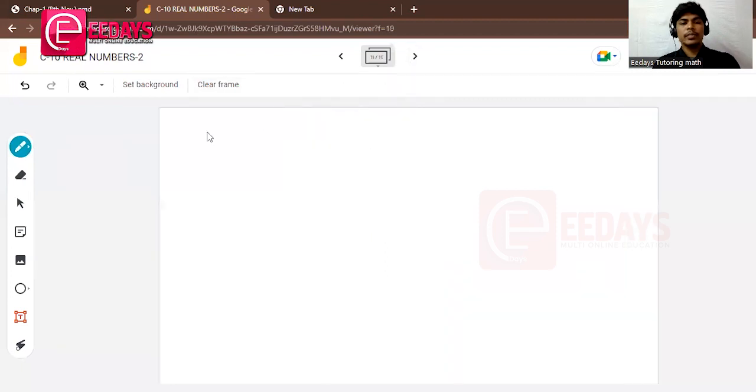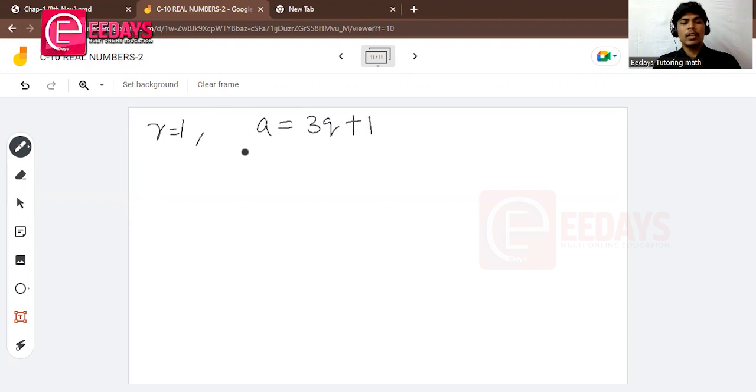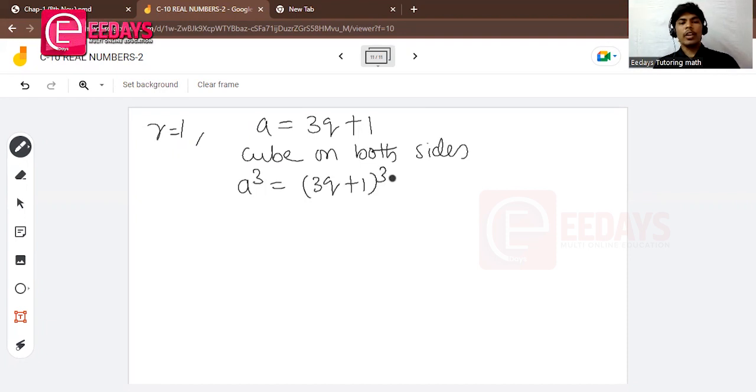Similarly, you can try with r is equal to 1. Let's try it. a is equal to bq, that is 3q plus r, which is 1. Cube both sides. So you get a cube is equal to 3q plus 1 whole cube. Okay. How many of you remember the cube formula?